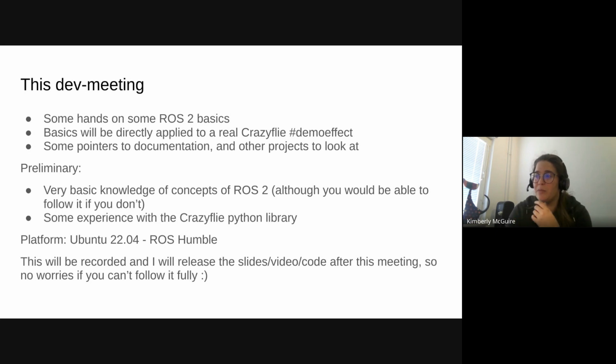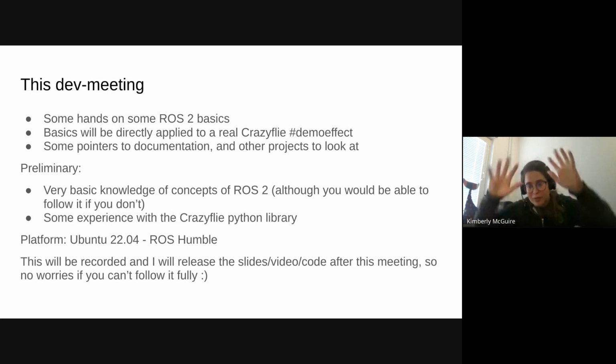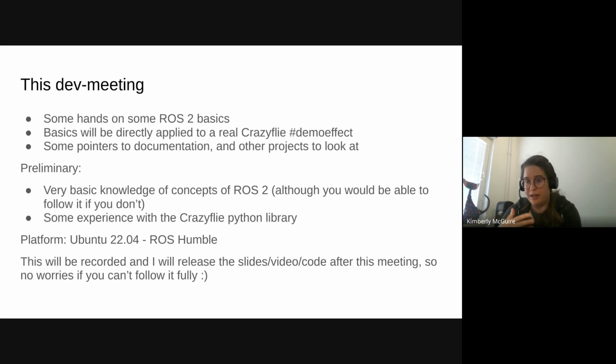So I'm going to show this on Ubuntu 22.04 with ROS Humble. That's the one that's supported for this version. I'm on Ubuntu right now, but I also do a lot of the development on WSL on Windows with a USB bridge for the Crazyradio, but I didn't want to take any chance because there are some instabilities there sometimes. So this is recorded, as you can see, and I will release the slides, video, and code after this meeting. If you're a complete beginner and cannot follow it completely, that's okay. You can just try it again after that.